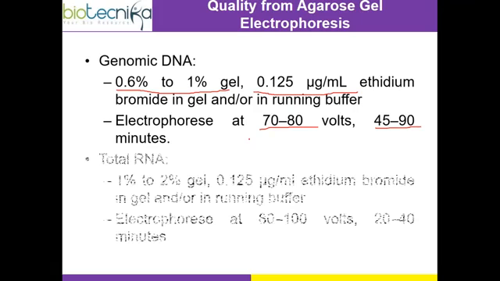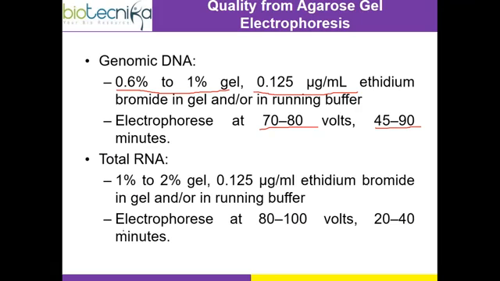Whereas for RNA, they will use 1 to 2%. The concentration of ethidium bromide is going to be the same, 0.125 microgram. The electrophoresis voltage will be 80 to 100 volts, and it will take 20 to 40 minutes.